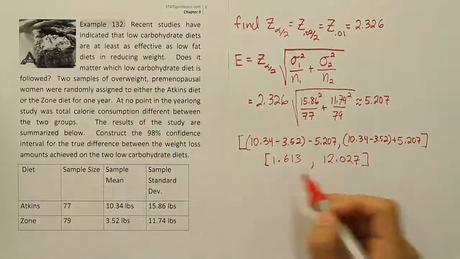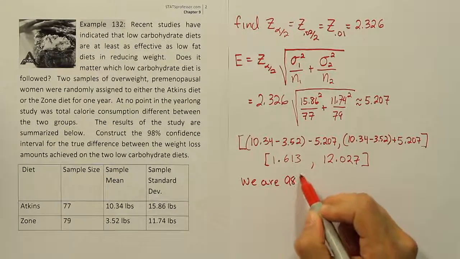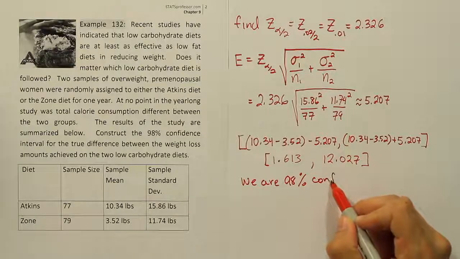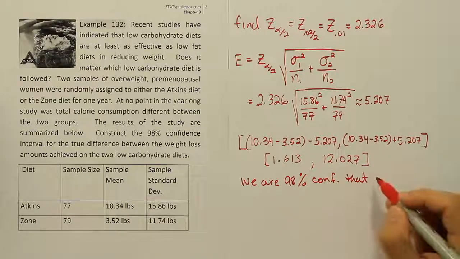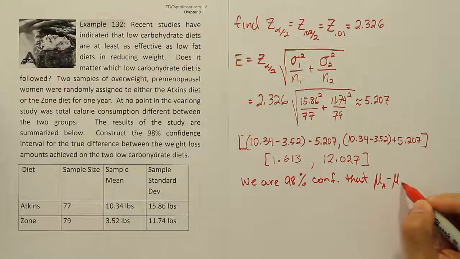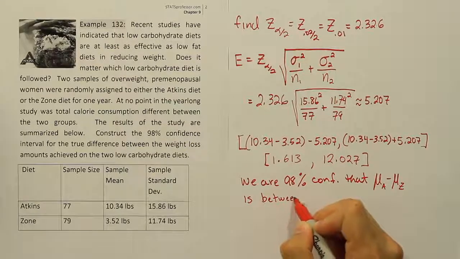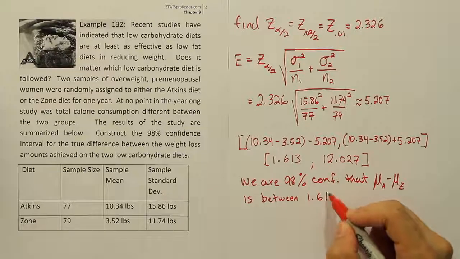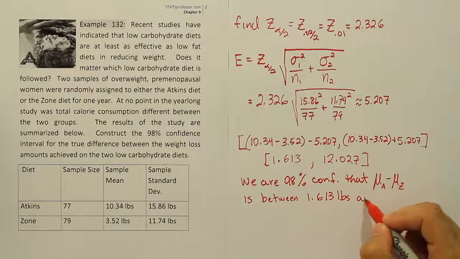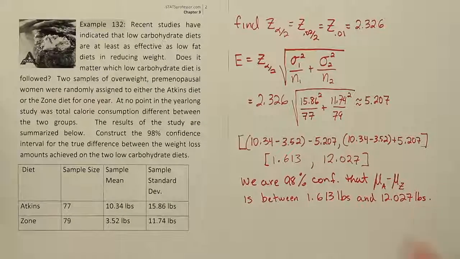Now let's do the quick interpretation. We are 98% confident, right? We are 98% confident that the mean weight loss achieved by the Atkins diet minus the mean weight loss achieved by the zone diet is between 1.613 pounds and 12.027 pounds.